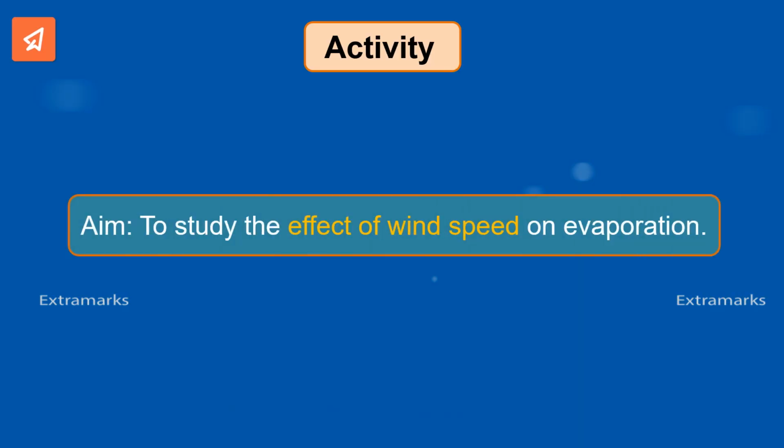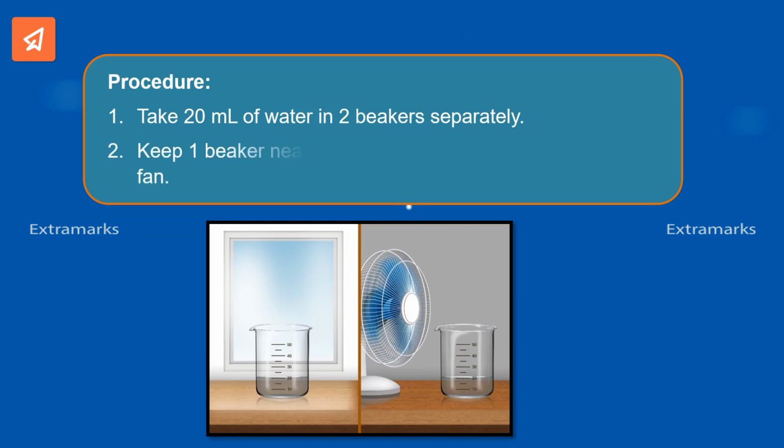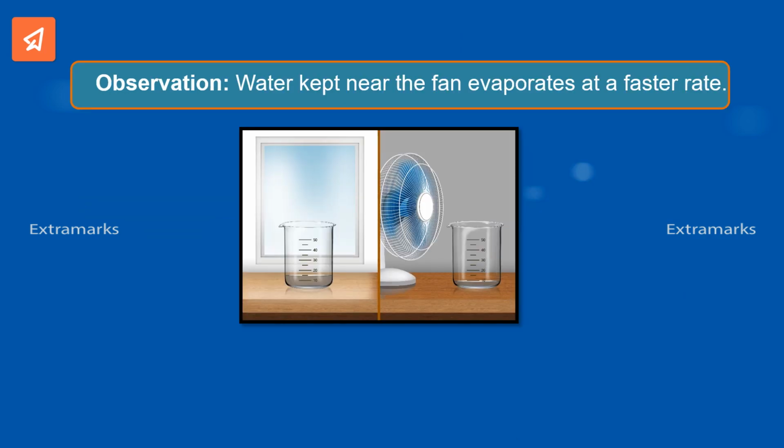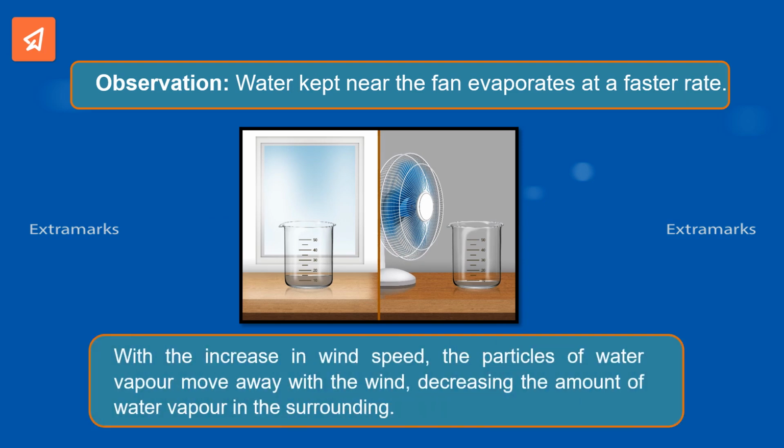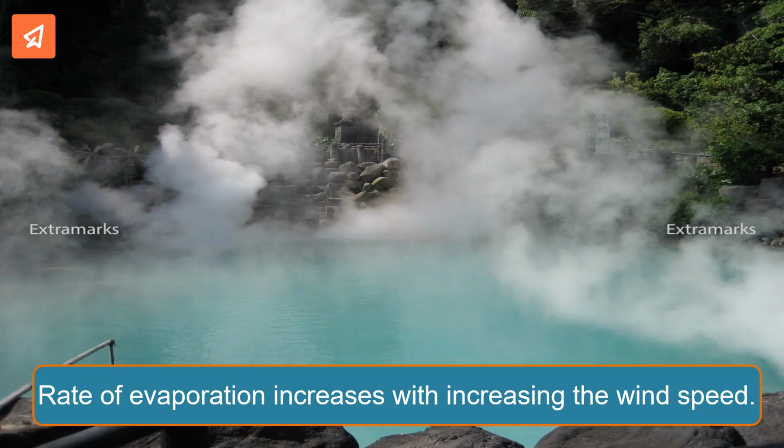Let us understand how wind speed affects the rate of evaporation through the same activity. For this, keep one beaker near the window and the other one in front of the fan. You will observe that water kept near the fan evaporates at a faster rate. This is because with the increase in the wind speed, the particles of water vapor move away with the wind, decreasing the amount of water vapor in the surroundings. Thus, the rate of evaporation increases with increasing wind speed.